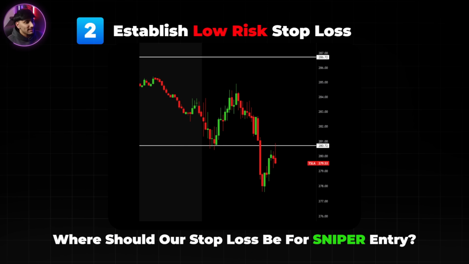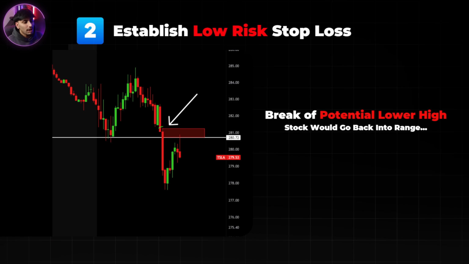So now that we know that this is a good trade, where should we put our stop loss for the most sniper entry? Well, for this example, the stop loss should be at the break of the potential lower high. Why is this? This is because we can see that we are currently retesting this level and we have this impulsive candle that broke. This would be our stop loss, the impulsive candle that broke below the support that has now turned resistance, which means that sellers want to keep the stock below this level.